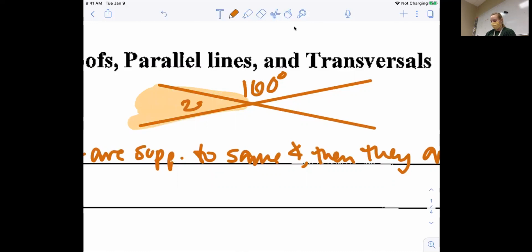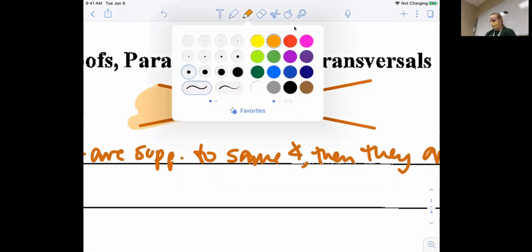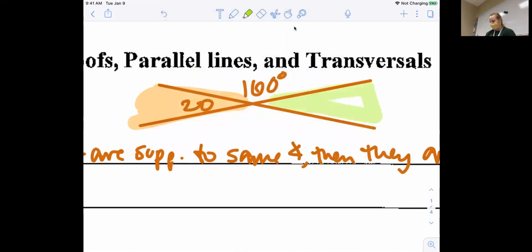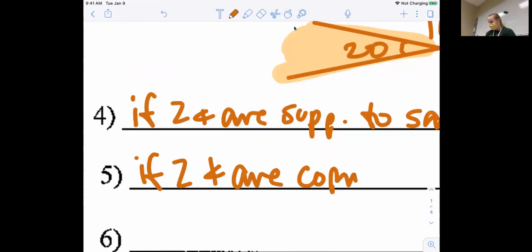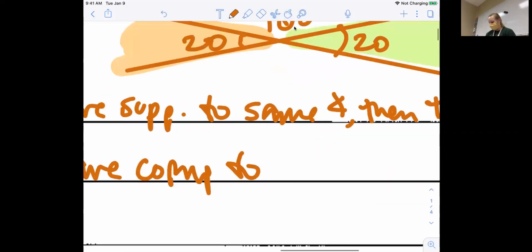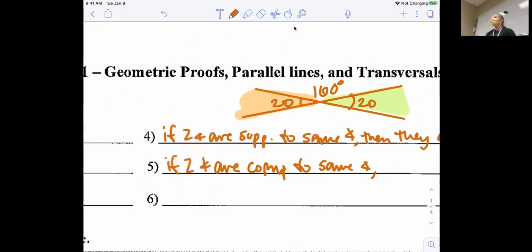20. And what about this angle that is also supplementary to it? Also 20. There's only one way that I can add to 160 to get to 180. So if these 2 angles, 20 and 20, are both supplementary to 160, then they are congruent to each other. Same idea for complementary. If 2 angles are complementary to the same angle, then they are congruent.